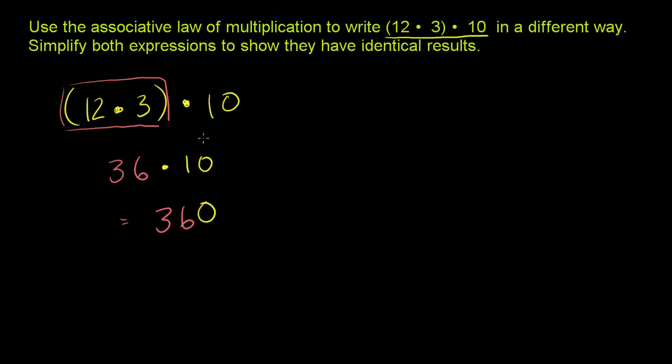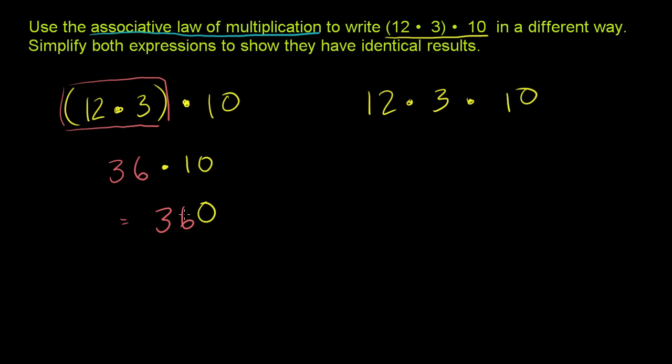360. Now, the associative law of multiplication, once again, sounds like a very fancy thing. All that means is that it doesn't matter how we associate the multiplication, or it doesn't matter how we put the parentheses, we're going to get the same answer. So let me write it down again. If we were to do 12 times 3 times 10, if we just wrote it like this without parentheses, if we just went left to right, that would essentially be exactly what we just did here on the left.